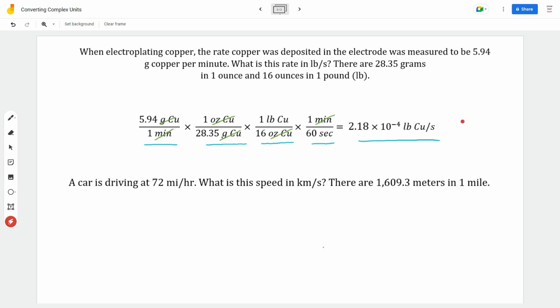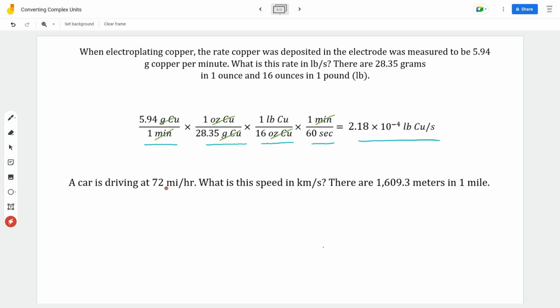Let's do one more problem. A car is driving at 72 miles per hour. What is the speed in kilometers per second? And then we're given a conversion factor that there are 1,609.3 meters in 1 mile. So that's really helpful. It's always tough when we're converting in between imperial and metric. Metric is very easy with the prefixes, but imperial, those conversion factors sometimes are known and sometimes are not known.